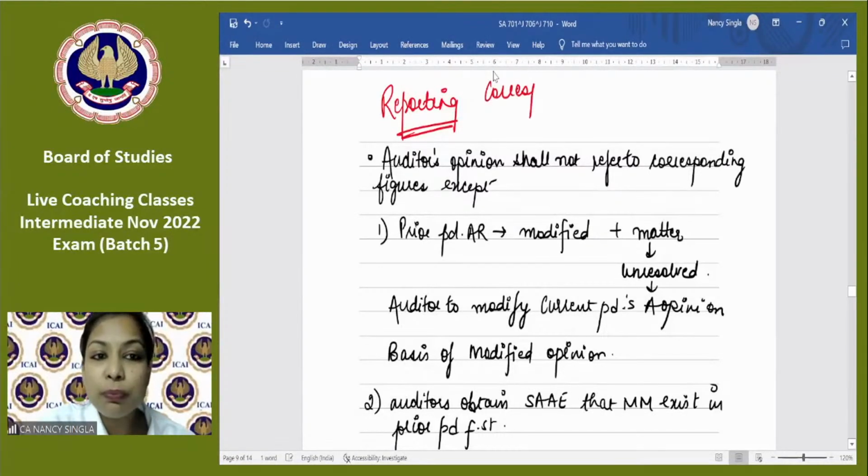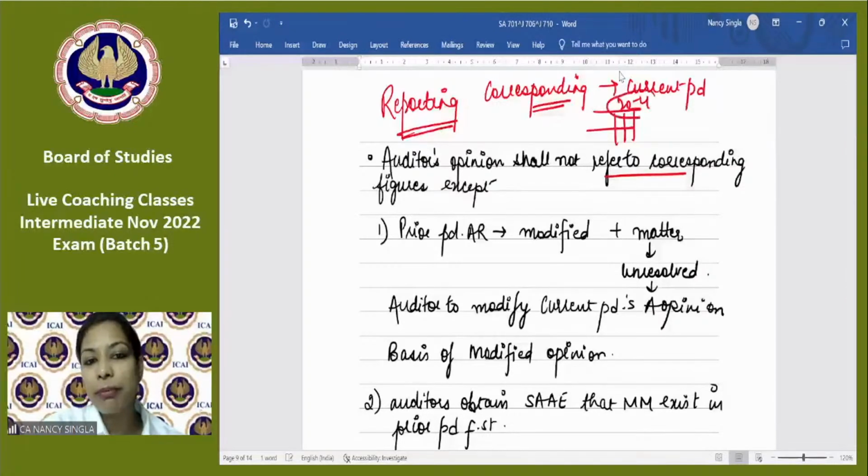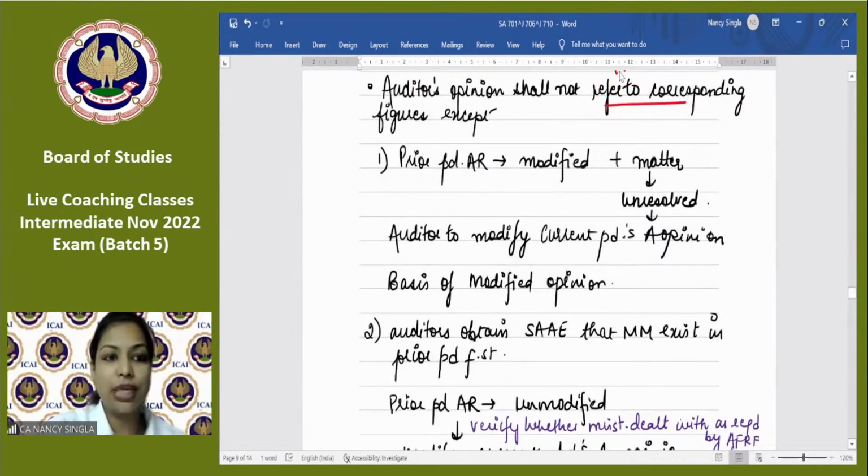With respect to corresponding figures, auditor needs to give his report only with respect to the current period. आपको report तो current period पे ही देना है. आपको फाइनेंशियल ईयर 2021 पर ही रिपोर्ट देना है, except in the following circumstances. पर अगर ये तीन सिचुएशंस होती है, any of these, तो ऑडिटर को 1920 के लिए भी कुछ मेंशन करना पड़ेगा. सिंपल है. So what are these three circumstances? So what is the thumb rule?